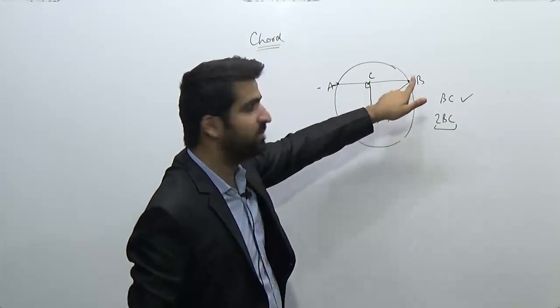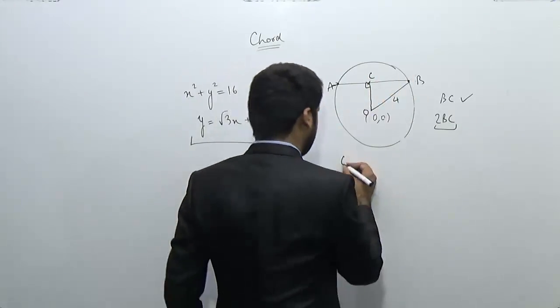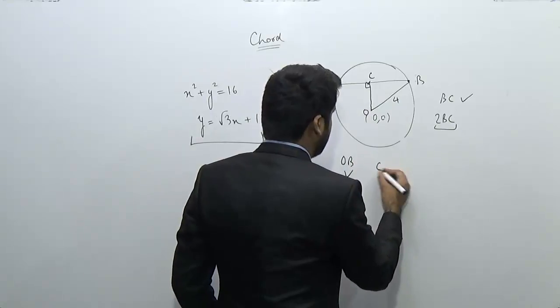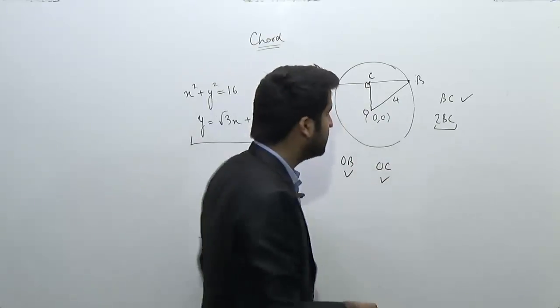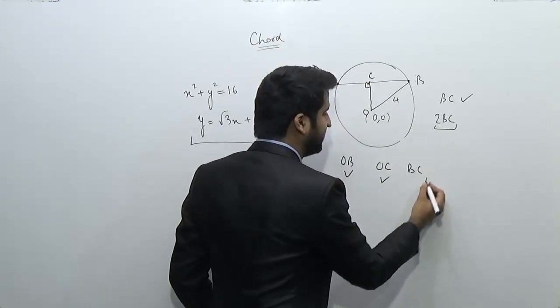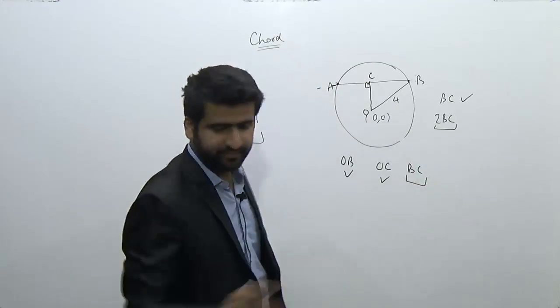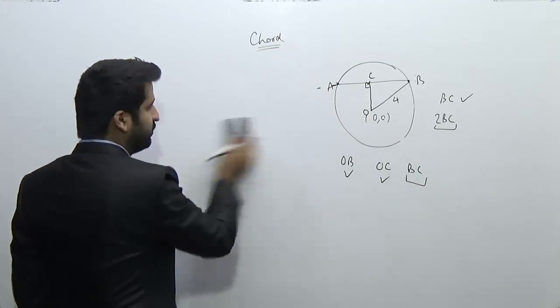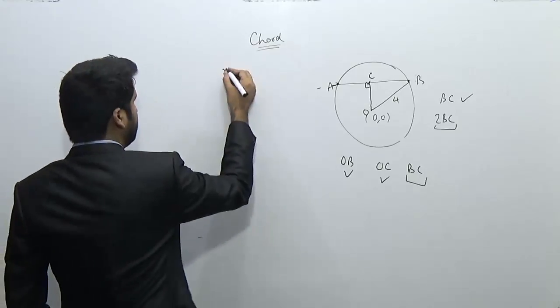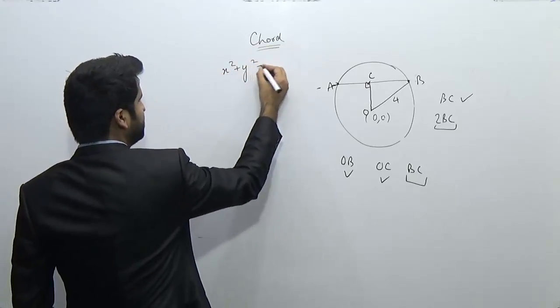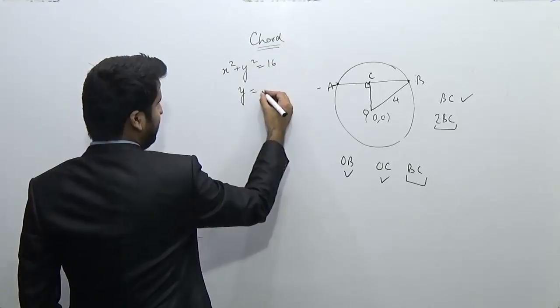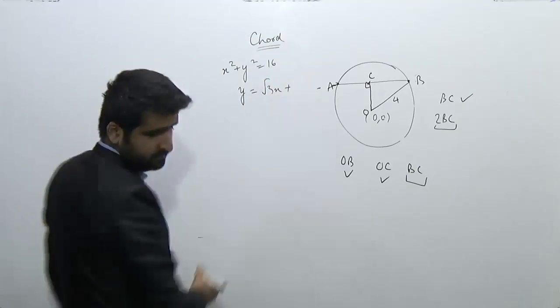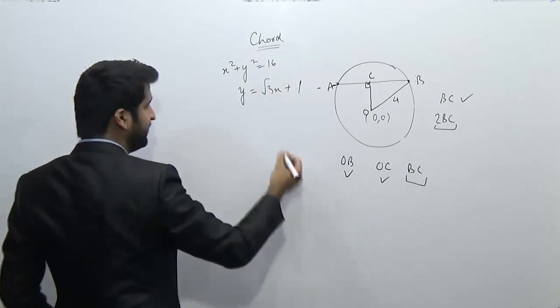Now how will I find the length BC? I know the length OB. If I also find the length OC, then applying the Pythagoras theorem, I can easily find the length BC, right? So how do we do that? Let's see. The equation of circle is x square plus y square is equal to 16, and the line is y is equal to root 3x plus 1, right?